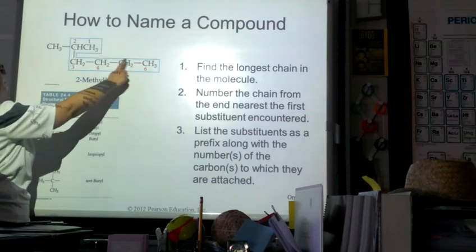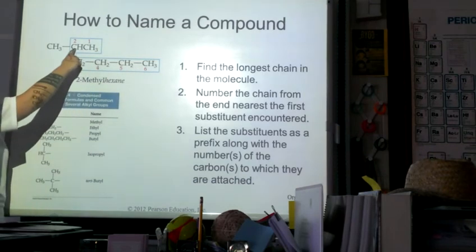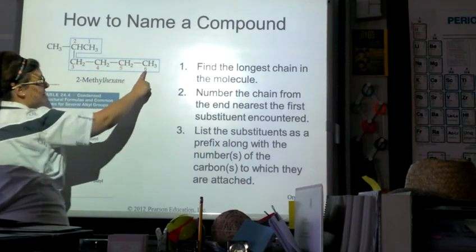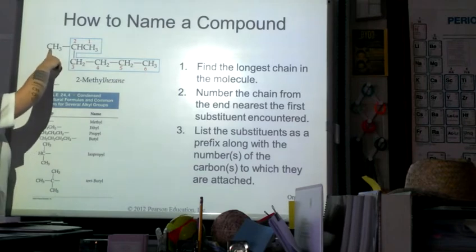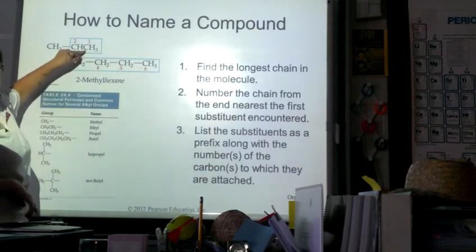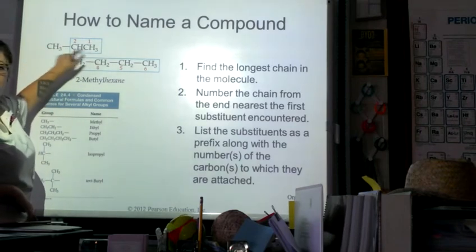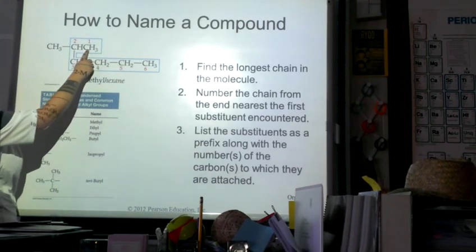So there's 6 carbons here. I could start at this one. 1, 2, 3, 4, 5, 6. We are good there. Ultimately, it doesn't really matter if you start from this CH3 or from this CH3, because they're the exact same thing on either side. So we just chose to start here.